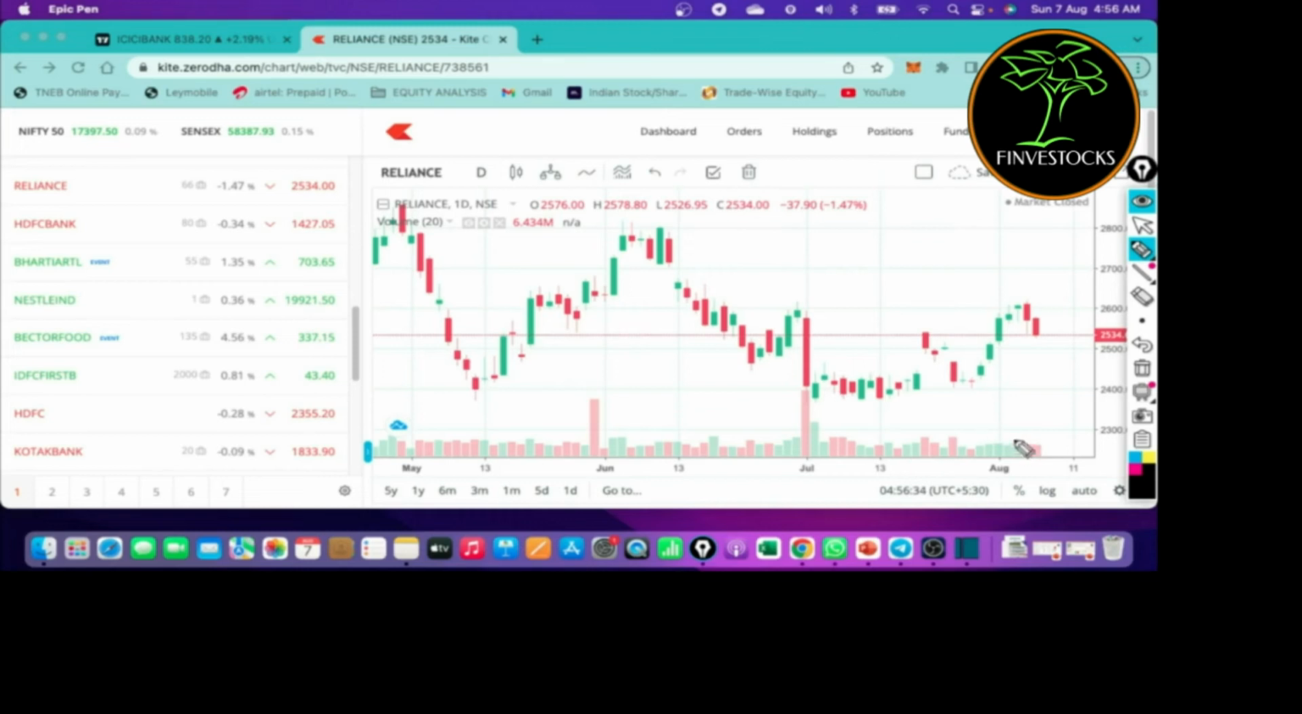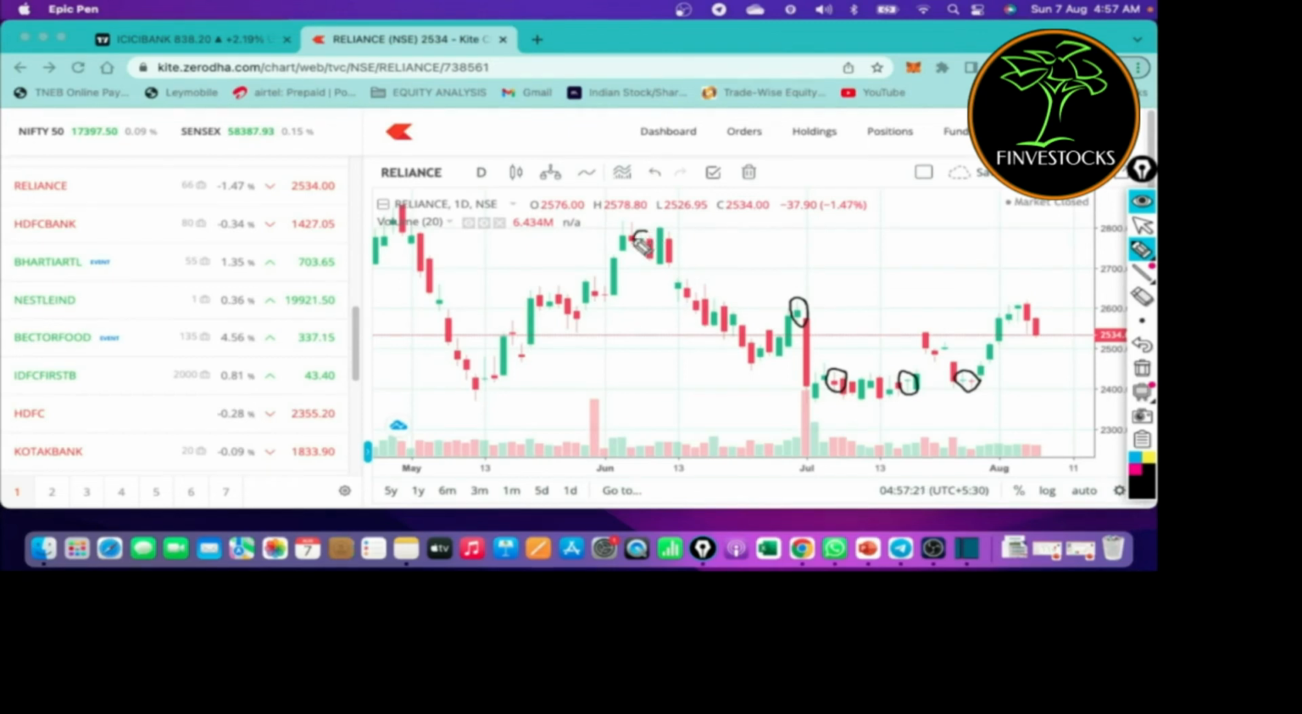Here we can see some of the dojis, perfect dojis with no body, literally no body, and wicks on both sides. How to trade the doji and how to trade the spinning top, we will see in detail later. For now we will only try to identify some of the dojis as well as spinning tops, just to have a feel for what is a doji and what is a spinning top. Here you can see two dojis. Here again you can see a long-legged doji. Here you can see a perfect spinning top. Here also there is a perfect spinning top.